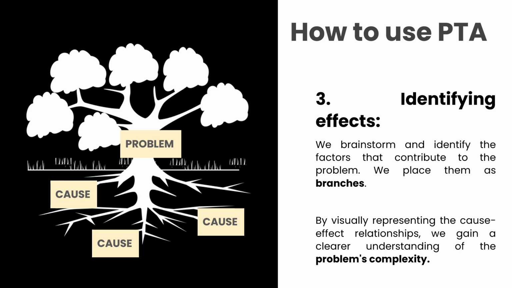Then, we should identify effects. We brainstorm and identify the factors that are consequences of the problem. We place them as branches. By visually representing the cause-effect relationships, we gain a clearer understanding of a problem's complexity.